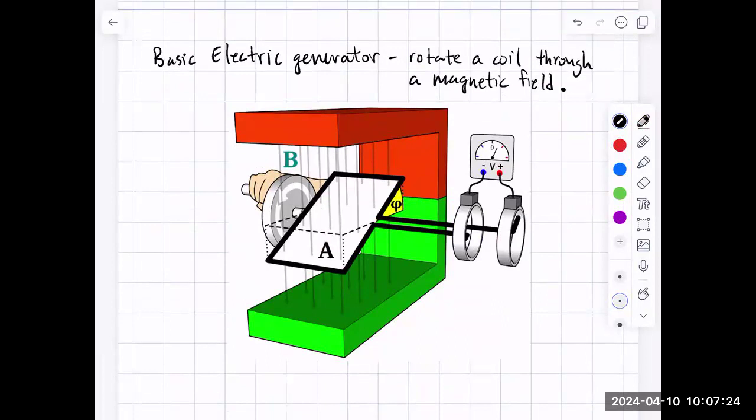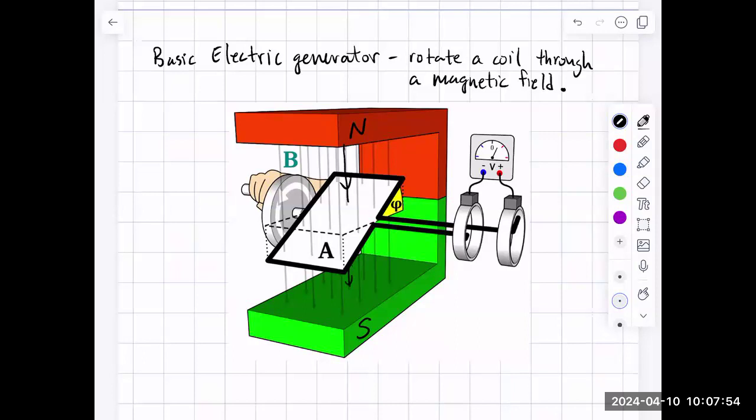We've got a little structure that's supposed to be like a magnetic field. So this red section is going to be the north pole of some magnet, and this green section is the south pole. And so we get magnetic field lines that are pointing from the north pole down towards the south pole. So the magnetic field direction is downwards in this picture.